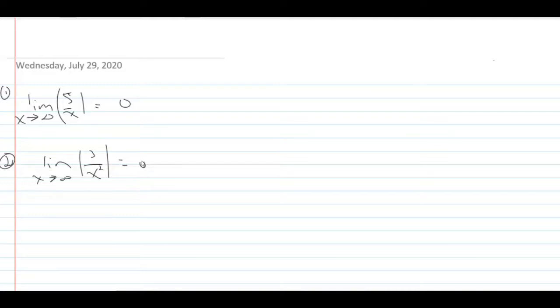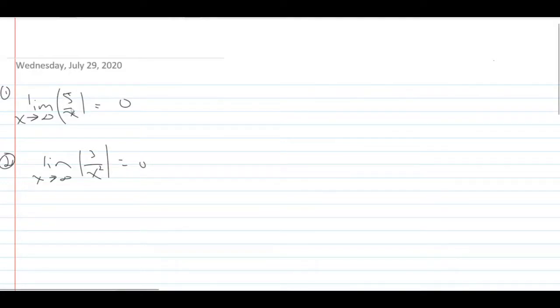For our first example, say we have the limit of 5 over x as x approaches infinity. We know from the previous lesson that this would be 0, right? Because of what the graph of 1 over x looks like. And for our second example, say we have the limit of 3 over x squared, as x approaches infinity. Again, this would be 0.